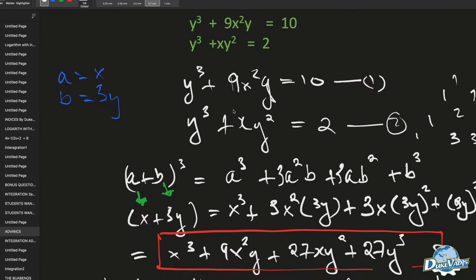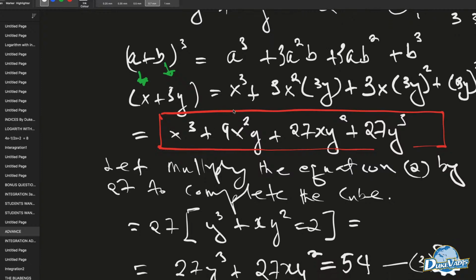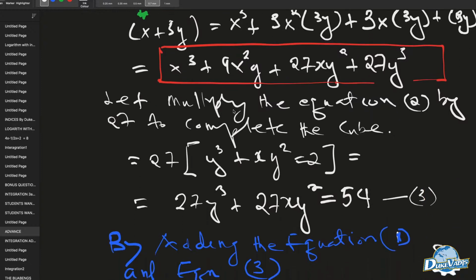Now, if you look at this, all that comes to mind is, why don't I multiply equation 2 by 27? When you multiply equation 2 by 27 to complete the cube, you get 27y cubed plus 27xy squared equals 54. So what do I do? I add equation 1 and 3.